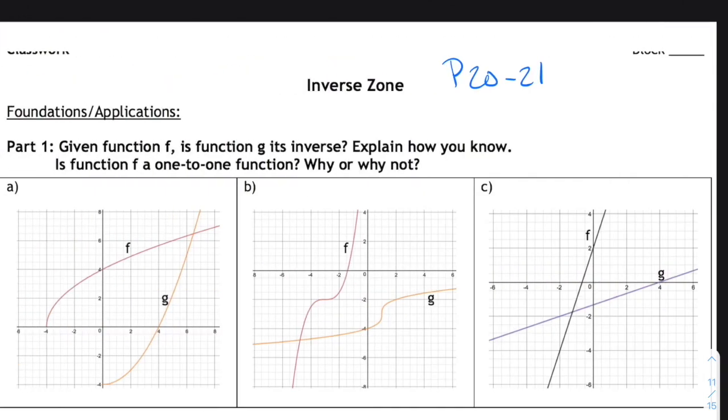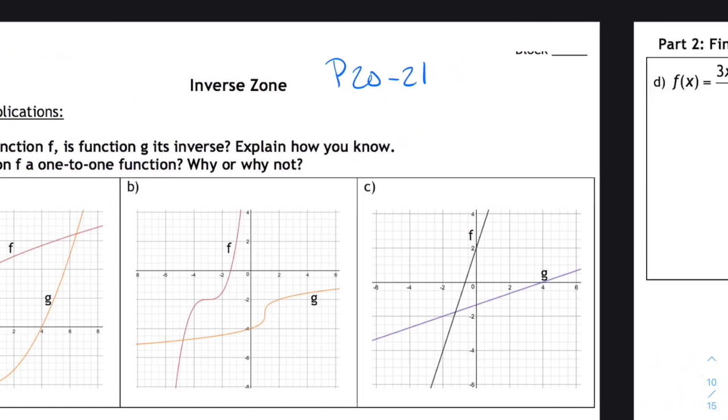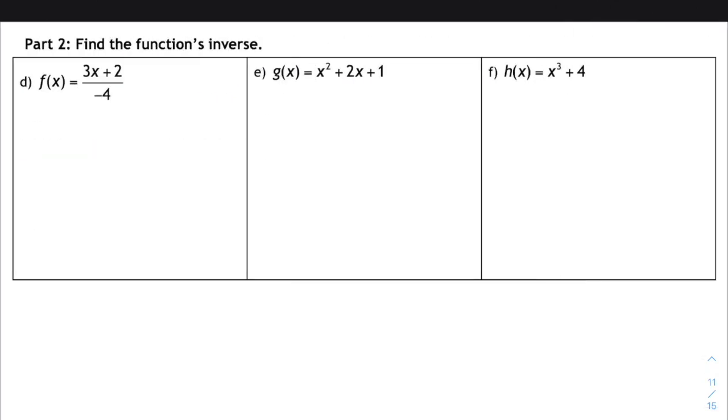Okay, so this is inverse zone. It's on page, let's see here, 20 and 21. And we're going to go ahead and get started here with some of these examples. If you're feeling good about this and you feel like you want to try this on your own, definitely do it and then check the answers with mine to make sure you're on the right track. But again, if you feel like, you know what, I've done this before, I know how to do this, please go ahead and give that a try.